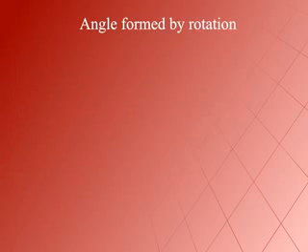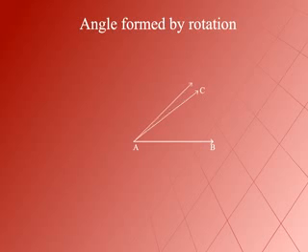Angle formed by rotation. Let us consider a ray AB which rotates around its initial point A. Obviously, when it rotates around A, it will have different positions at different times. Suppose at a certain time it rotates and attains the position AC. It means AC forms angle CAB with its original position AB. Similarly, it will attain different positions such as AD, AE, etc. at different times and will form angle DAB and angle EAB with its original position AB.